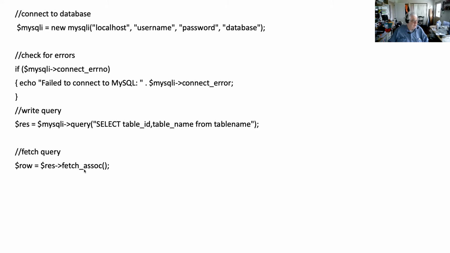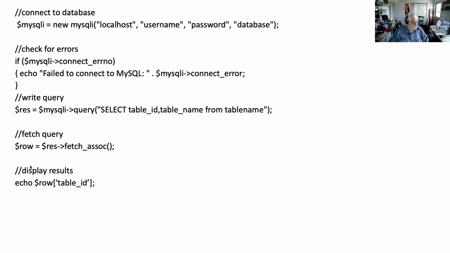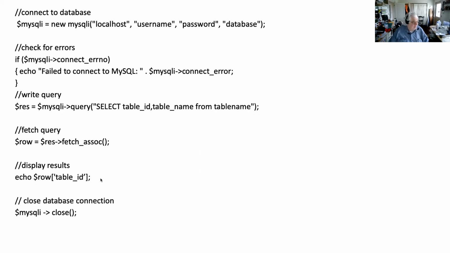All right, so then we're going to fetch a query, and so this class we created up here, we're going to fetch the associated, which is going to bring us in one row. And then we can echo the row, the value table ID, and then we want to close the database. It's always nice to close your database connection. As you write bigger and bigger programs, it's really bad when you run out of connections because you didn't close the database. It takes resources.